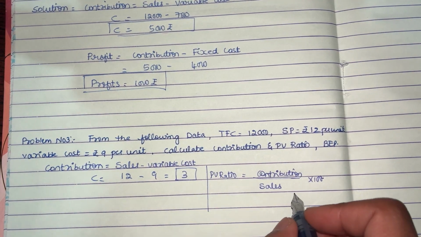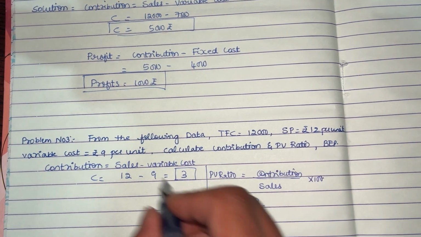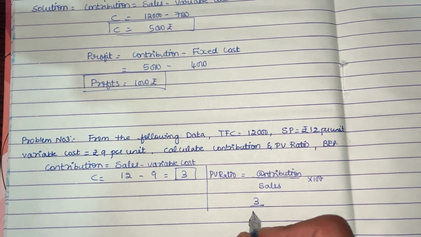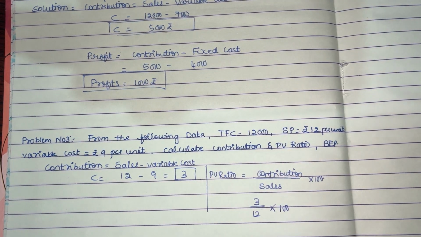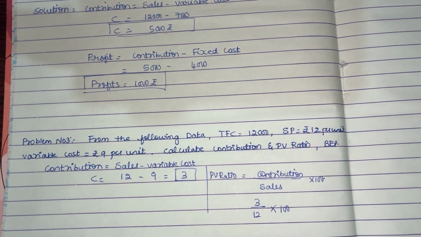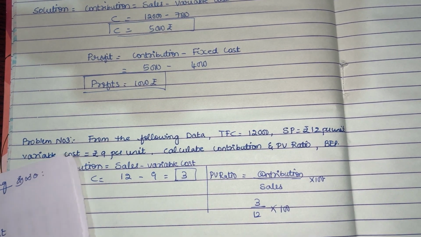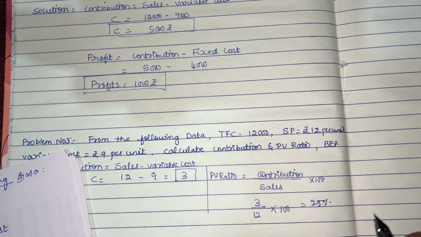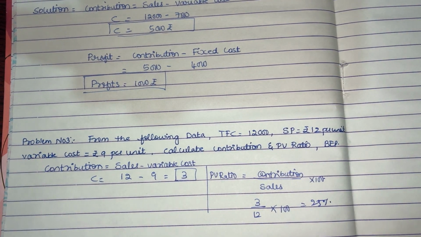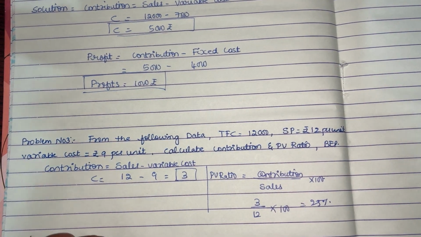Now what is contribution? We have 3 rupees. What is sales? We have 12. 3 divided by 12 into 100. Now just check how much it comes up to. I think it will come up to 25%.